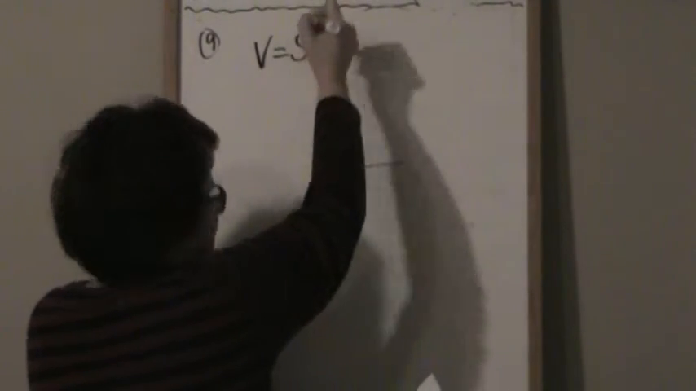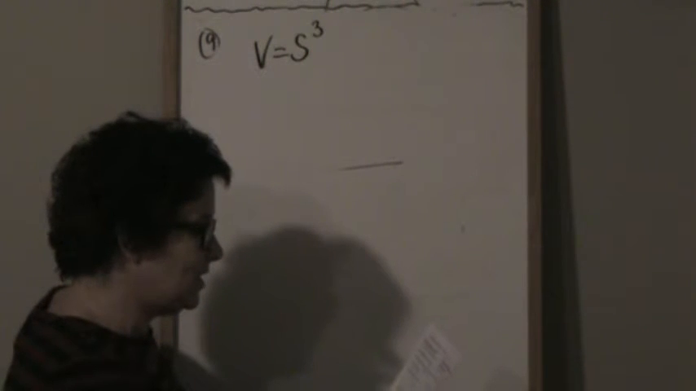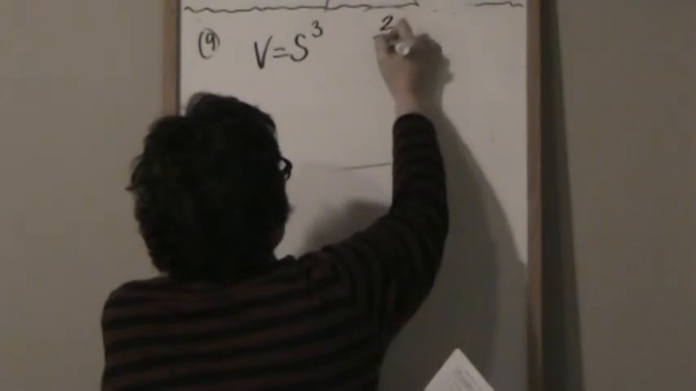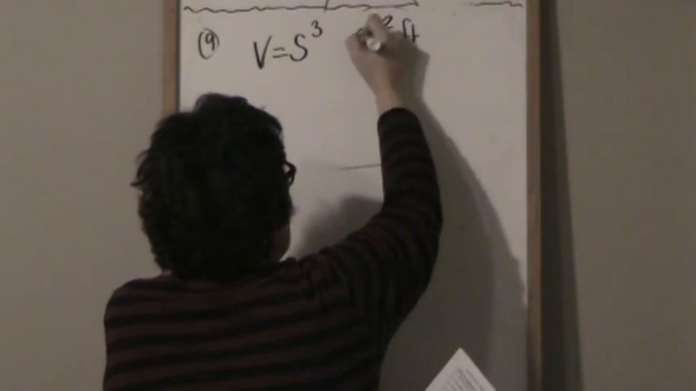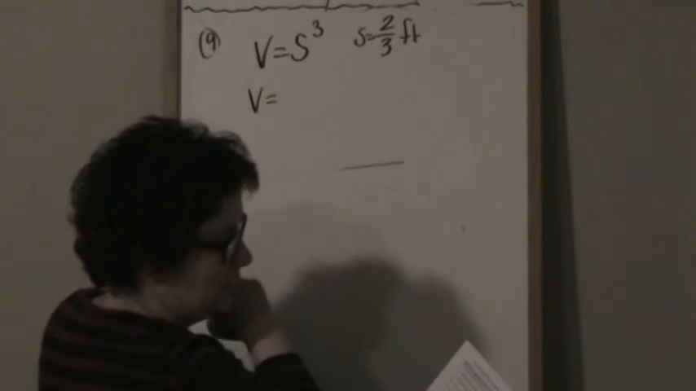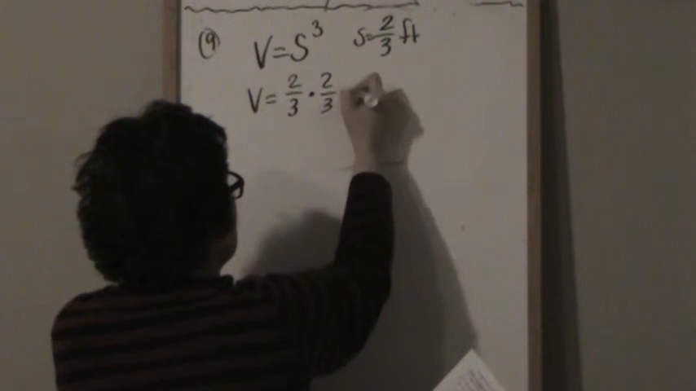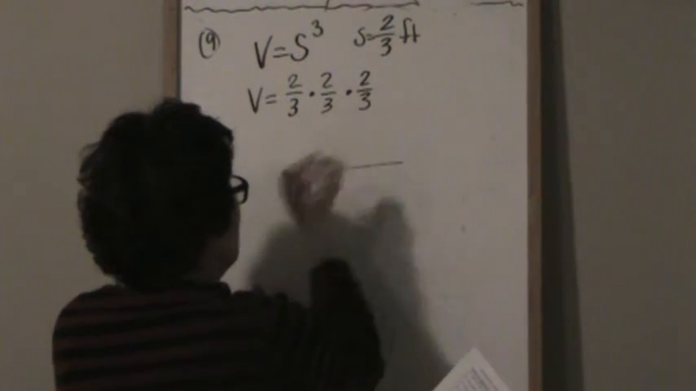That was 9. All right, number 10 talks about a formula. We did a couple of these together on our half sheets. The formula for the volume of a cube is V equals S to the third power. What is the volume of the cube if each side length measures 2/3 feet? So that's my S. S stands for side. So V is going to be equal to not 2/3 times 3, but 2/3 times 2/3 times 2/3.